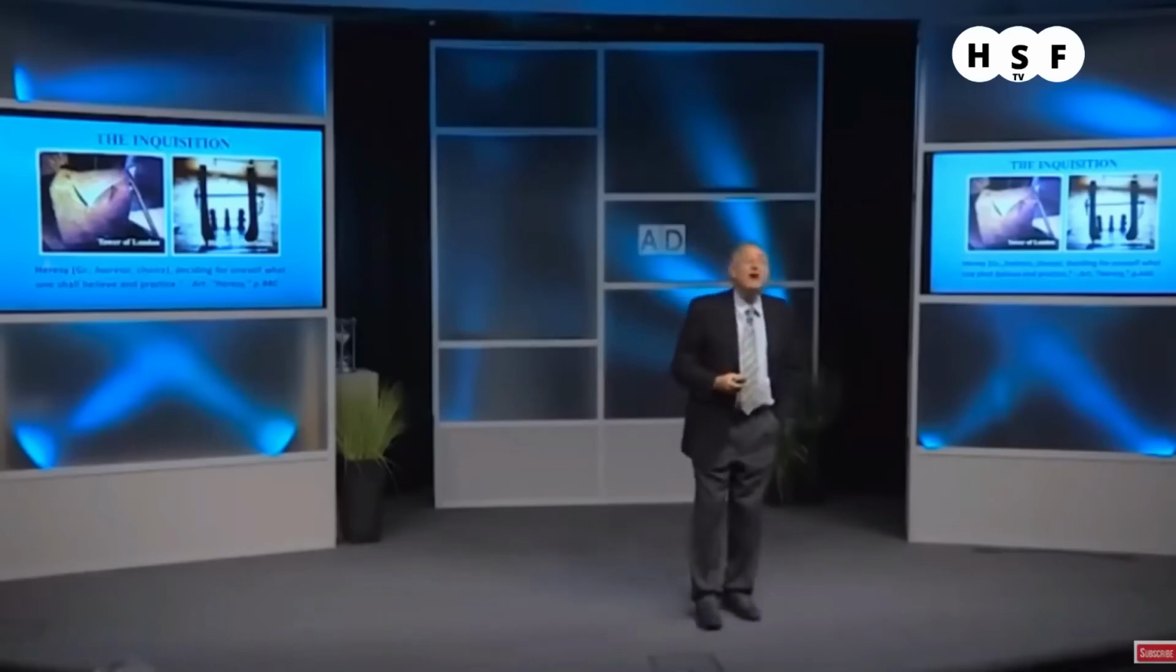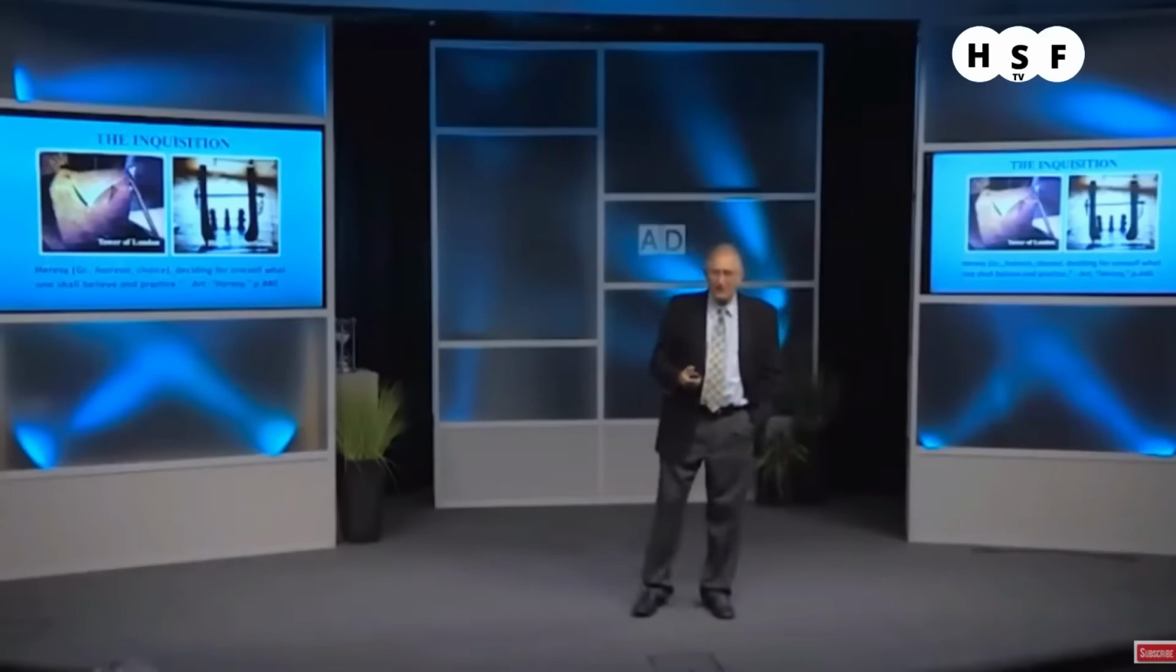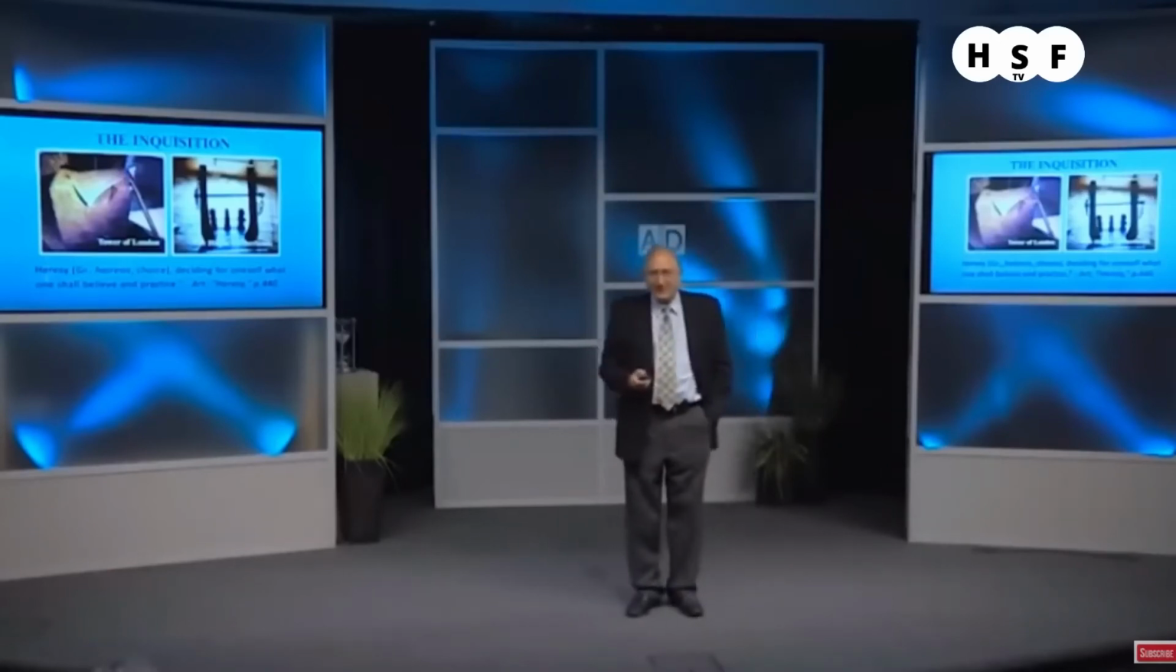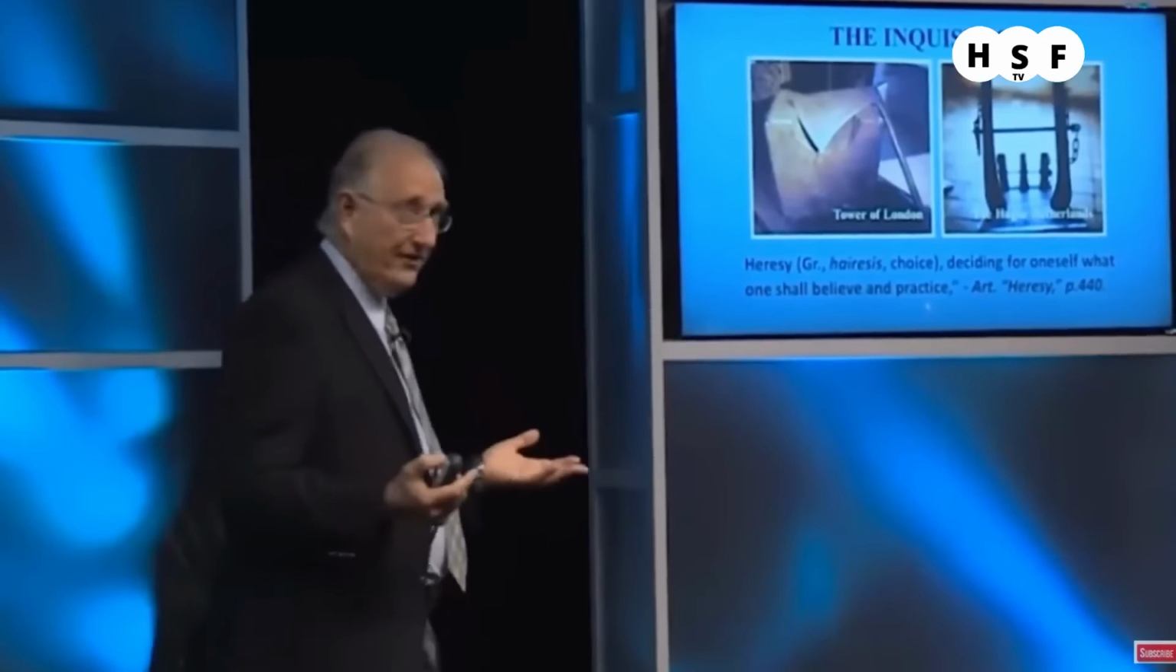Rome was still alive after 1798. And it was run there by the Jesuits. And they were persecuted for heresy. Now heresy means choice, the Greek heresis, deciding for oneself what one shall believe and practice. Because Rome claimed infallibility. So if they defined a doctrine and you refused to believe it, well then you were a heretic and you were sentenced to death.